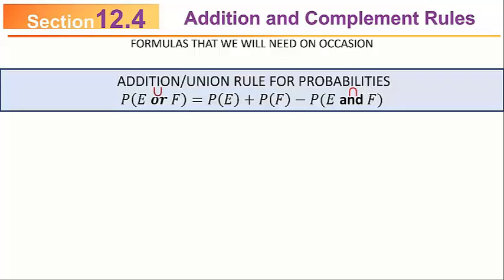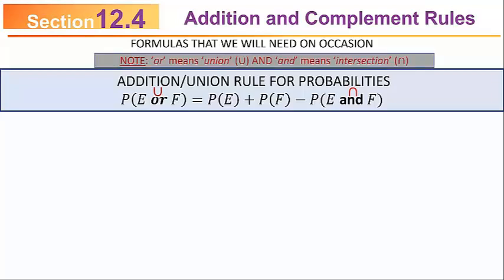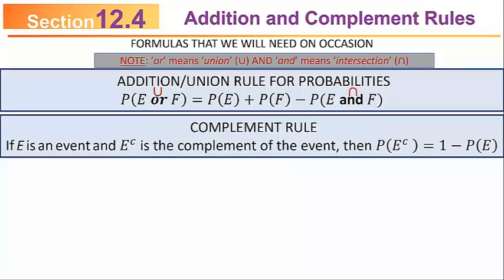The first is called the addition or union rule for probabilities. It simply says that the probability of E or F is equal to the probability of E plus the probability of F minus the probability of E and F. And remember, or means union and and means intersection. The complement rule: if E is an event and E with a superscript C is the complement of the event, then the probability of E complement is equal to 1 minus the probability of E.